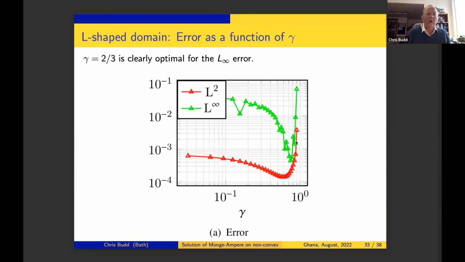So let's look at some results. Here are some results where we take the L-shaped domain and we compute the solution. In this case, there is an analytical solution you can get by conformal mapping. So you know what the actual true solution is, and then you can see how the solution depends on the mesh. In green, we have the L-infinity error as a function of gamma. In the red, the L2 error as a function of gamma. And as you vary gamma, you get a very sharp dip precisely at the optimal values that we've predicted of 2/3, and in this case, 4/9. So that piece of the analysis is right.